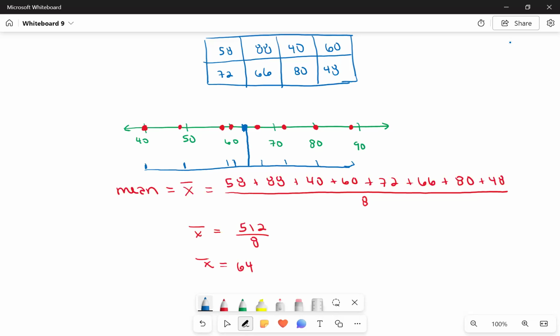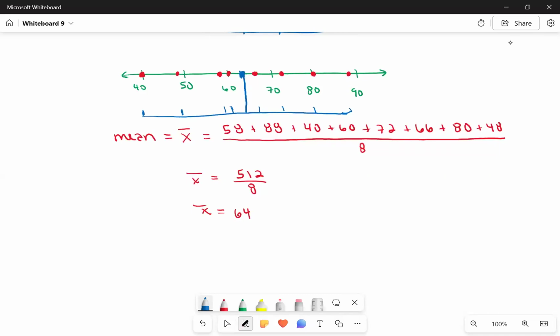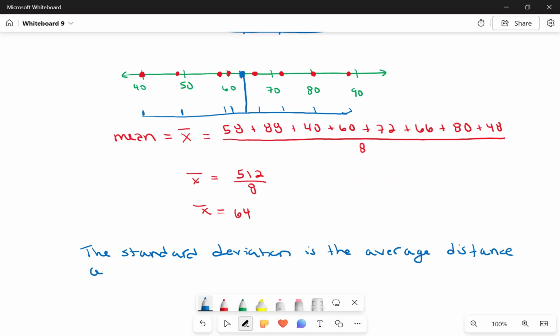So the mean is kind of showing us relatively where the center of the data is and how spread out the data values are from the mean. That's what we're interested in looking at. And that's what the standard deviation is going to measure for us. So loosely, the standard deviation is the average distance a data value is from the mean.